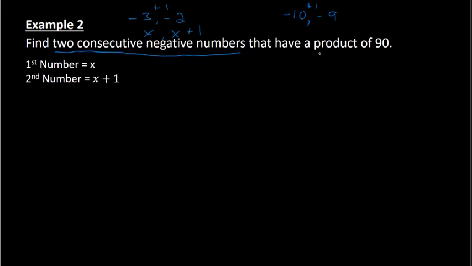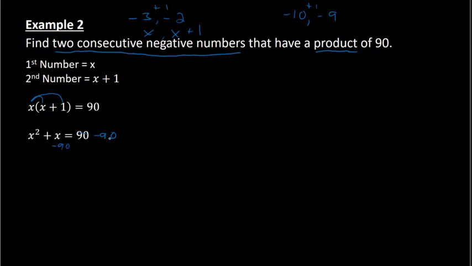Now it says the product is 90. Product means multiplication. So if I multiply x times x plus 1, that will equal 90. This is my equation, and from here I need to solve. I can begin by distributing x times x and x times 1 to get x squared plus 1x. Then I need to set this equal to 0, and I can do that by subtracting 90 from both sides.